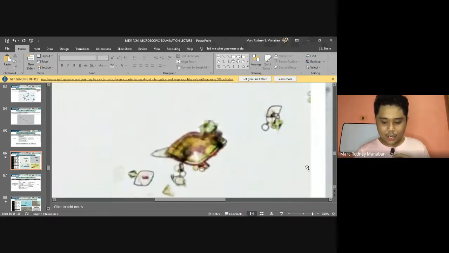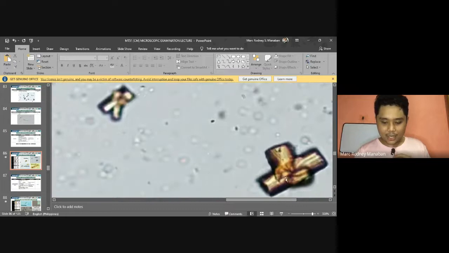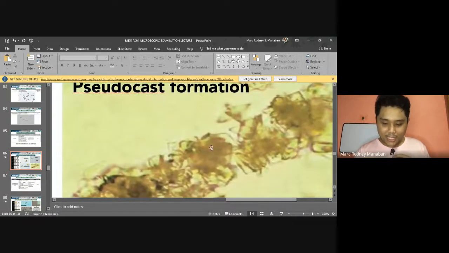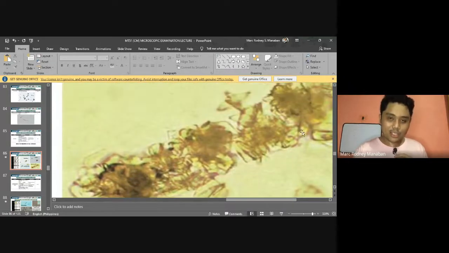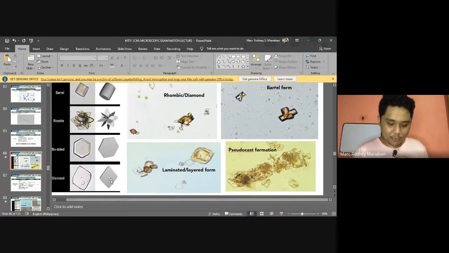Next, it may also have the barrel form. As you can see, it is a bit bulging. It looks like a barrel. Barrel form. And lastly, it may also exhibit what we call a pseudocast formation. It's not a true cast, but because the uric acid crystals are stacked on each other, it looks like a cast. So as you can see, these are the possible shapes. Hexagonal, and 6-sided crystals again, dears. And the most common shape is the diamond shape.